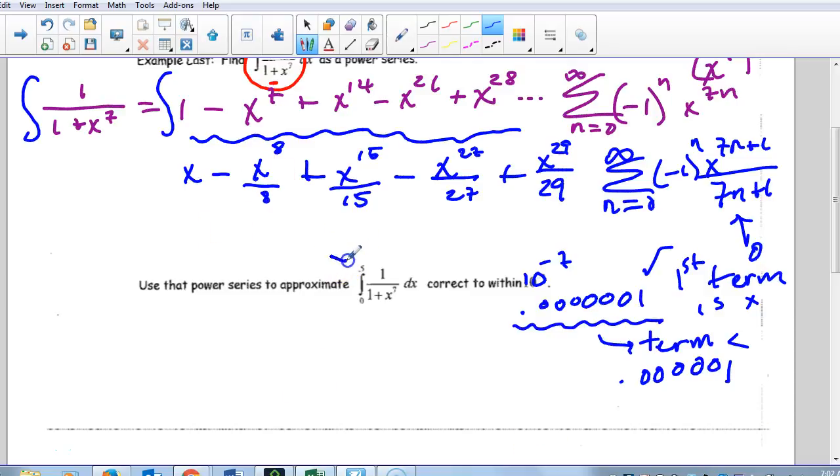Notice I've got limits on here. This is 0, this is 0.5. So what I'm going to do is break out my series. I already know what it is. X to the 8th over 8.